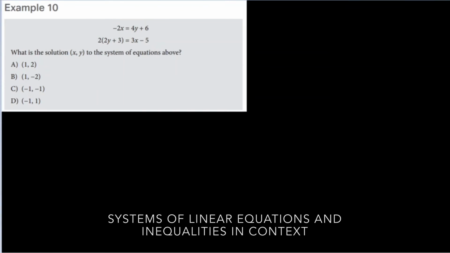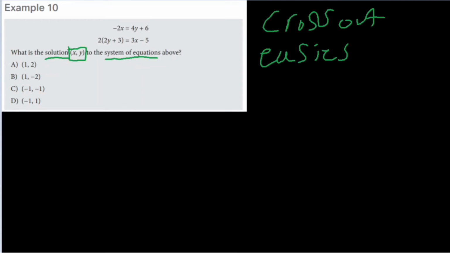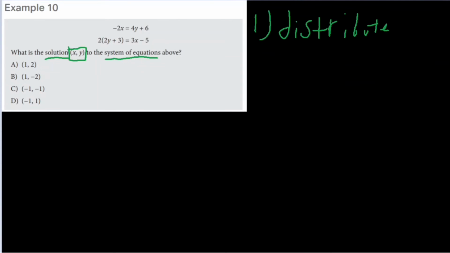What is the solution (x, y) to the system of equations above? For these types of problems, there are two ways to solve. You could either cross out or you could substitute. For the first example, we're going to cross out because it's more universal. And basically, when you're crossing out anything, you always want to distribute. That's usually the first step.